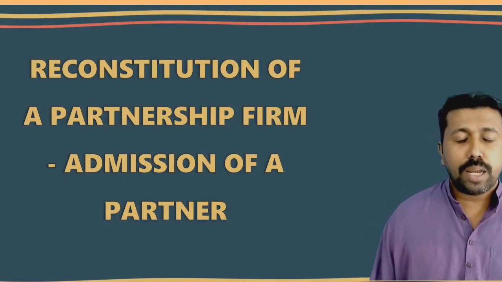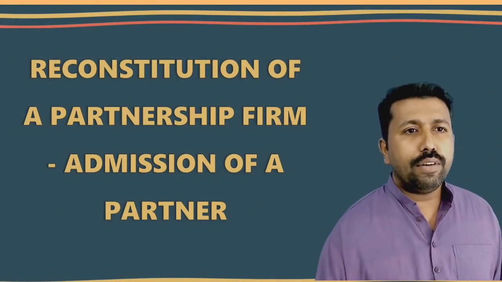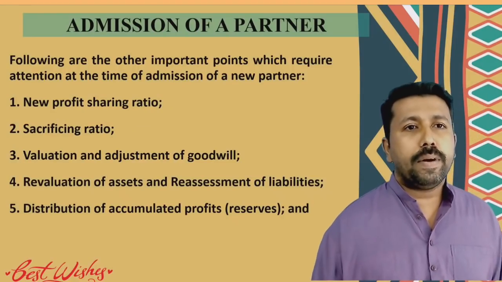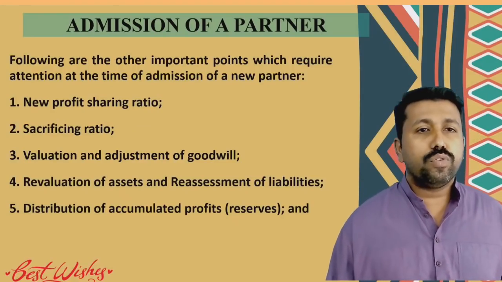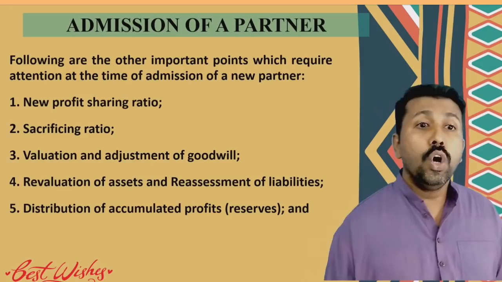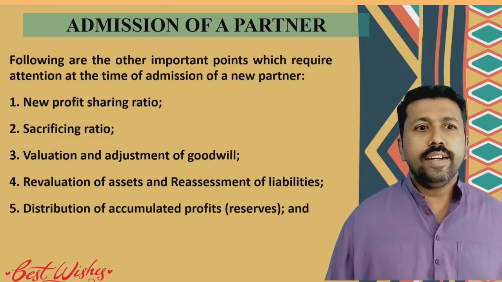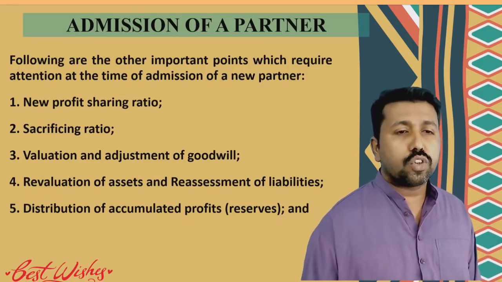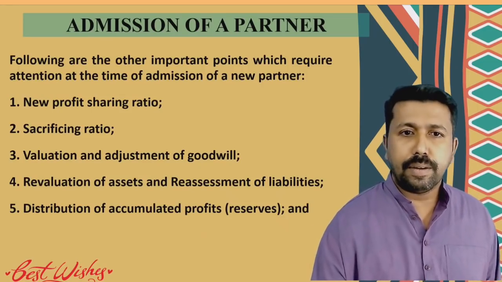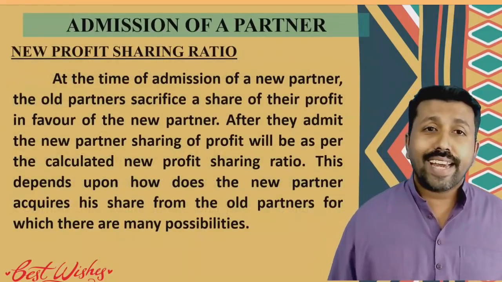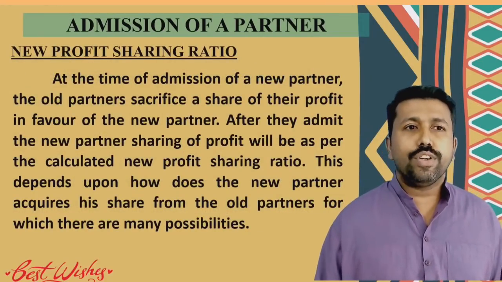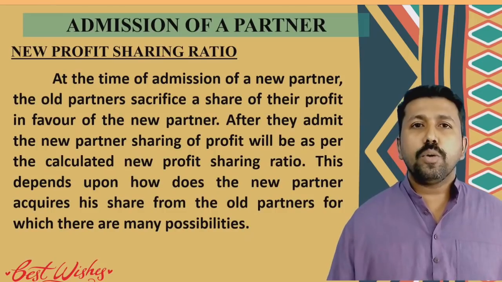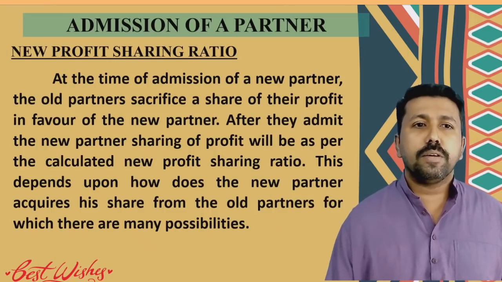And regarding the next chapter, admission of a partner, you have to keep in mind all these upcoming items. Regarding the admission of a partner, some important points are calculation of new profit sharing ratio, sacrificing ratio, valuation and adjustment of goodwill, and revaluation of assets and reassessment of liabilities, distribution of accumulated profits or reserves, etc. So, new profit sharing ratio is calculated to find out the new ratio among the partners after the admission of a new partner.